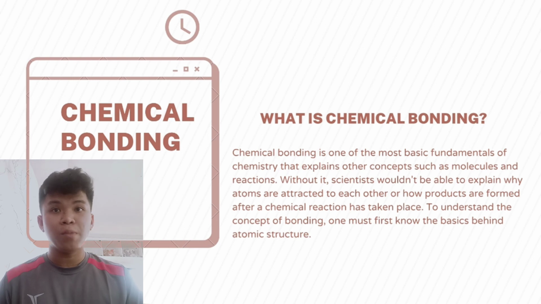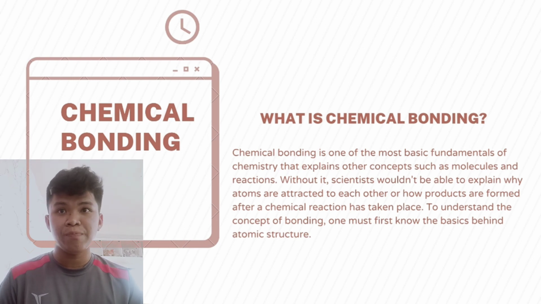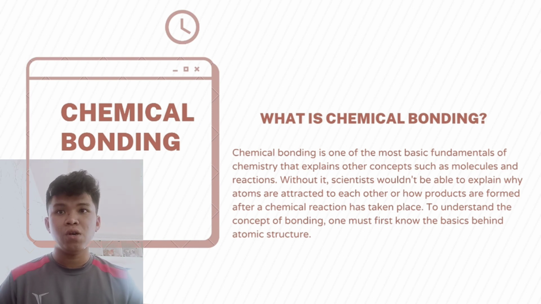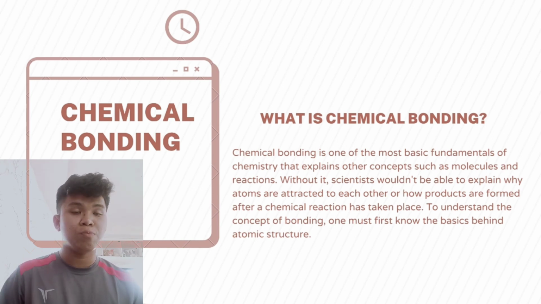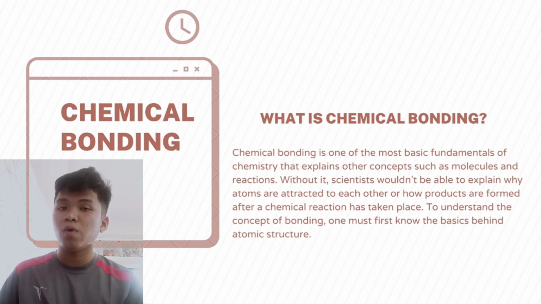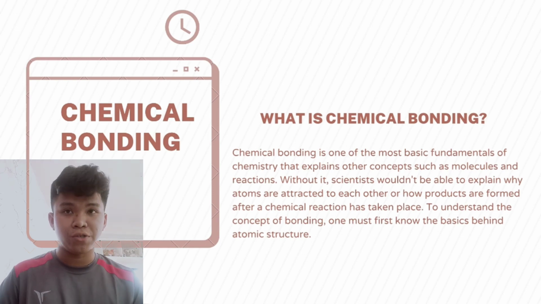Chemical bonding is one of the most basic fundamentals of chemistry that explains other concepts such as molecules and reactions. Without it, scientists wouldn't be able to explain why atoms are attracted to each other or how products are formed after a chemical reaction has taken place. To understand the concept of bonding, one must first know the basics behind atomic structure. So without chemical bonding, guys, hindi natin malalaman kung ang certain product paano siya nagawa because of the reaction.